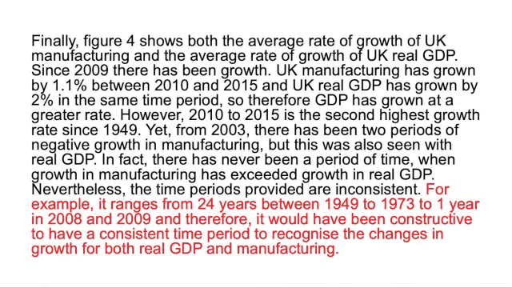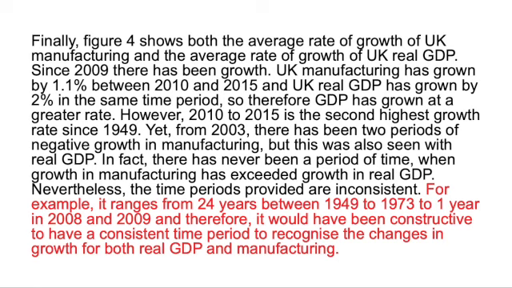My third paragraph, which is my final analytical paragraph, is this one. So finally, figure 4 shows both the average rate of growth of UK manufacturing and the average rate of growth of UK real GDP. Since 2009, there has been growth. UK manufacturing has grown by 1.1% between 2010 and 15, and UK real GDP has grown by 2% in the same time period. So therefore, GDP has grown at a greater rate.